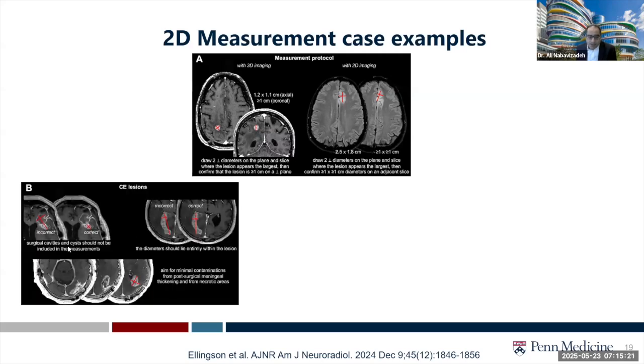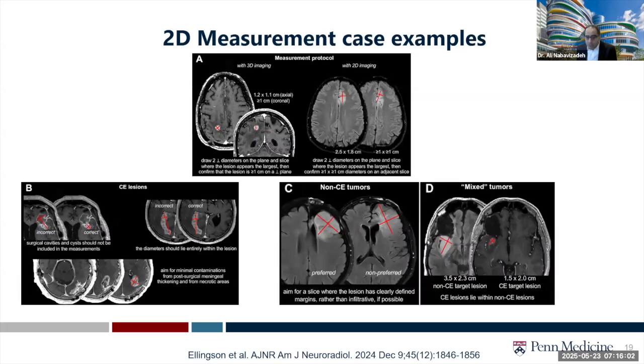So some pitfalls. Again, this is incorrect. If you have a surgical cavity and an enhancing nodule adjacent to it, we don't measure the whole thing. We only focus on the enhancing nodule, and the measurement should be focused entirely within the lesion, not outside the lesion to include normal brain, for maximum accuracy. Also focus on the part of the lesion that is minimally contaminated by adjacent structures, whether that's surgical cavity or normal brain.